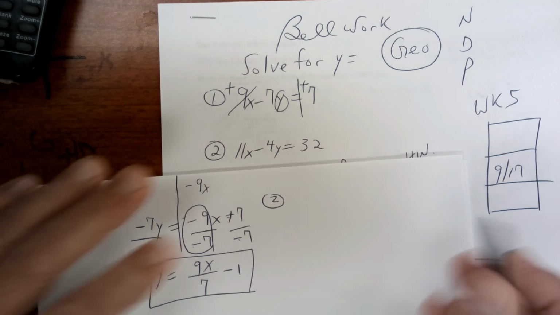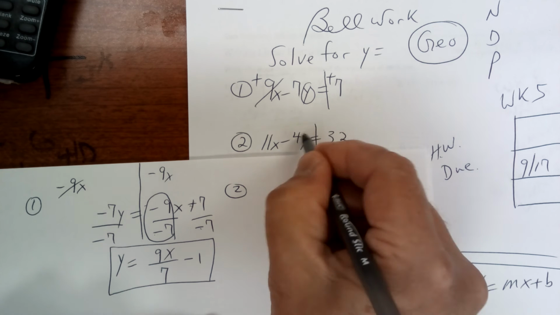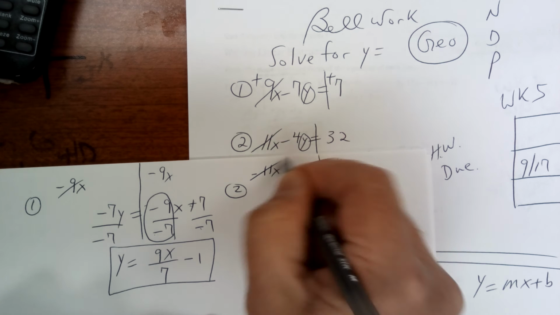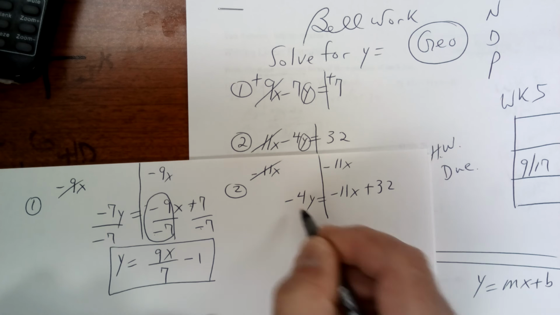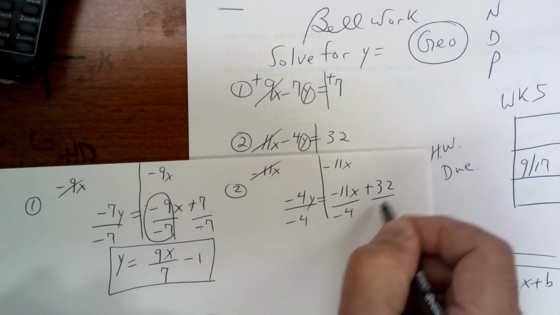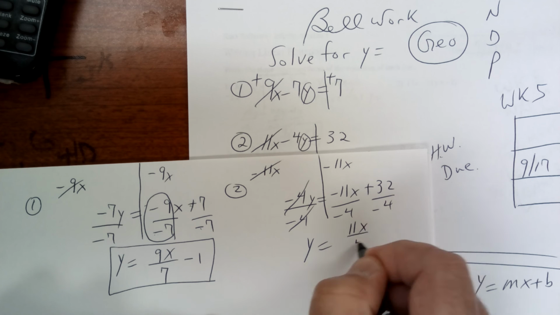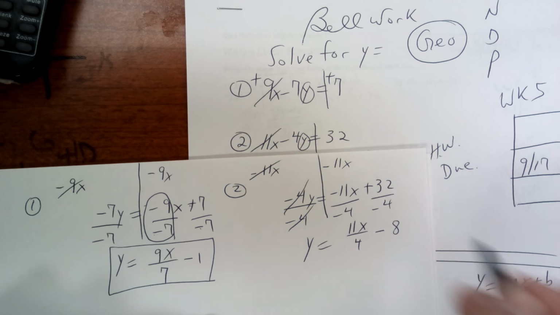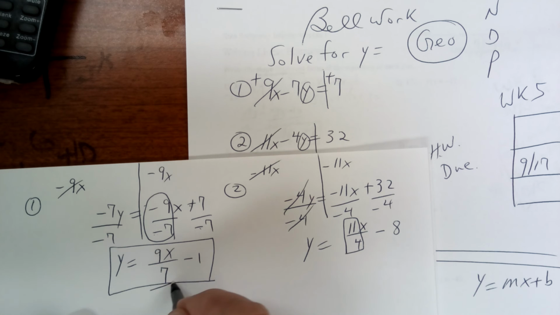Number 2, you're going to draw a line, just like you did before. Circle the y. Subtract 11x. You're going to divide by negative 4. And you get y equals a positive. One negative makes a negative. And 8 times 4 is 32. This is your slope. Okay?